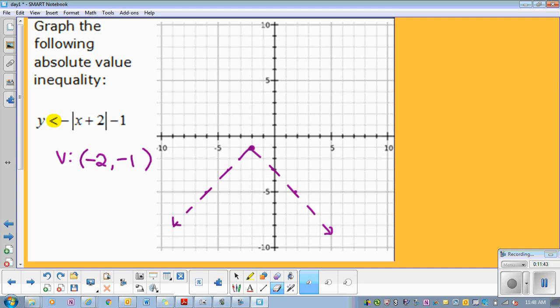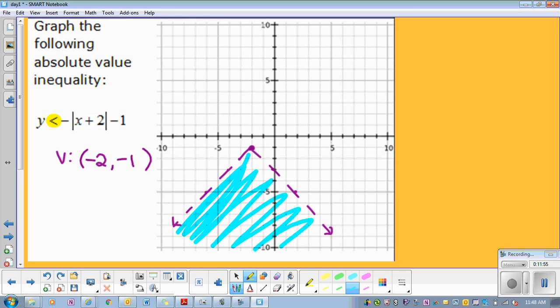And you said this is less than, so where do we shade? Above our vertex or below? Below. So that means I'm going to shade down here below my vertex. Yes? And there we go. Done and done. Not bad. Questions about this?